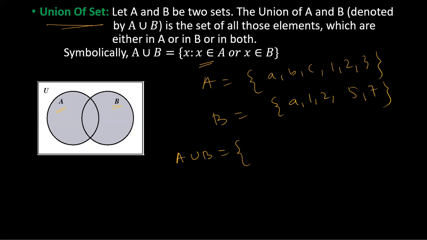Now let us first see the common elements. a, 1, here is also 1, 2 and 2. Common elements will be picked only once in the union. That is a, 1, 2.